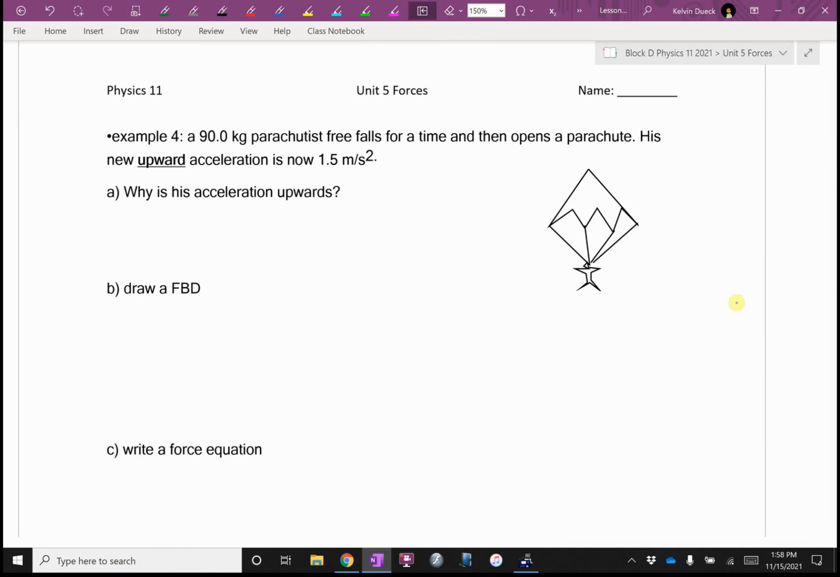A parachutist free falls for a time and then opens a parachute. His new upward acceleration is 1.5 meters per second squared. Ooh, part A says, why is his acceleration upwards? Why isn't it downwards?